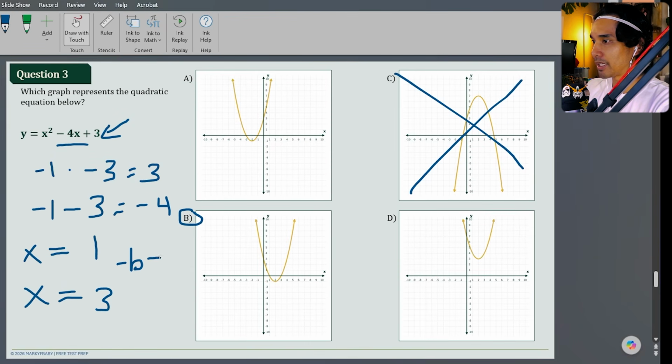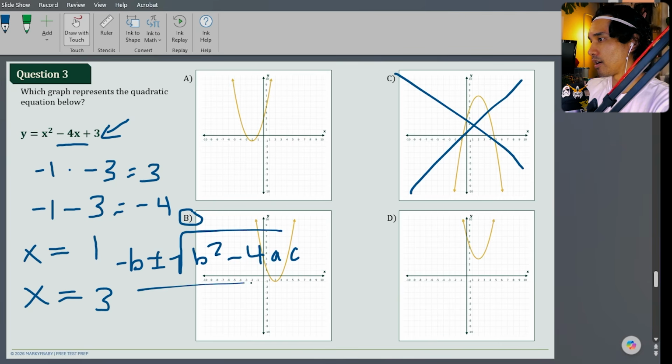The negative b plus or minus the square root of b squared minus 4ac, over 2a. Okay, we could use this and get values from here. We can get a, b, and c here, plug that in here, and then we will get this right here, x equaling 1 and x equaling 3. Okay? Again, that's just bonus.